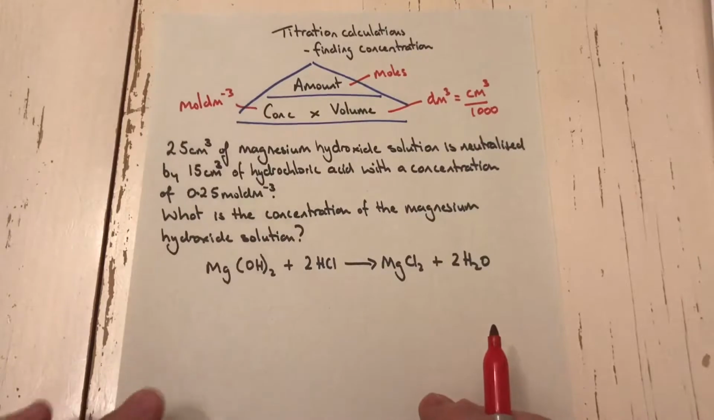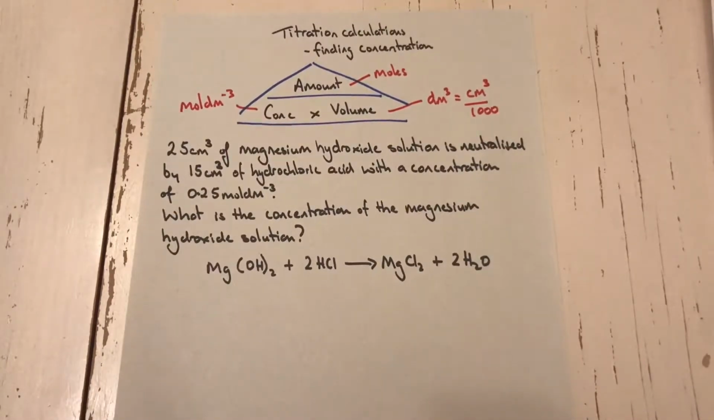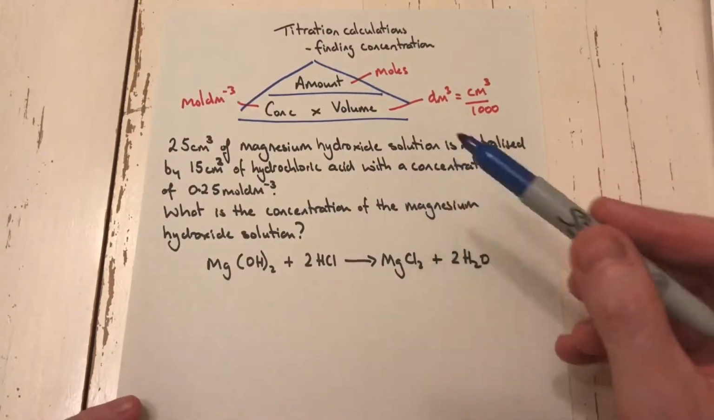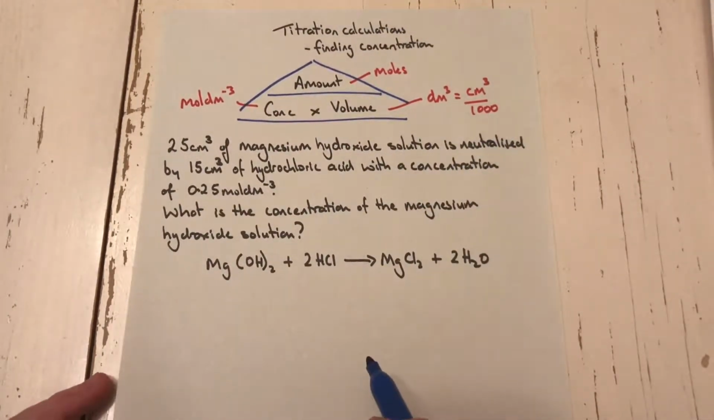Here's the question. The question says, we have 25 centimeters cubed of magnesium hydroxide solution, and it's going to be neutralized by 15 centimeters cubed of hydrochloric acid. The concentration of the hydrochloric acid is 0.25 moles per decimeter cubed. So it says, what is the concentration of the magnesium hydroxide solution?